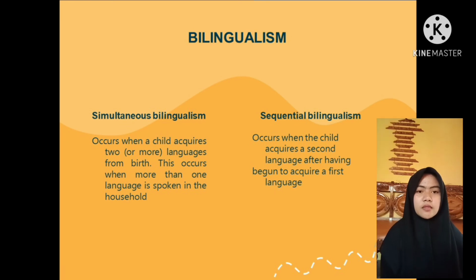And then, sequential bilingualism occurs when the child acquires a second language after having begun to acquire a first language. For example, in the United States, the older children in immigrant families may speak only the ancestral language until they begin school, while they acquire English.